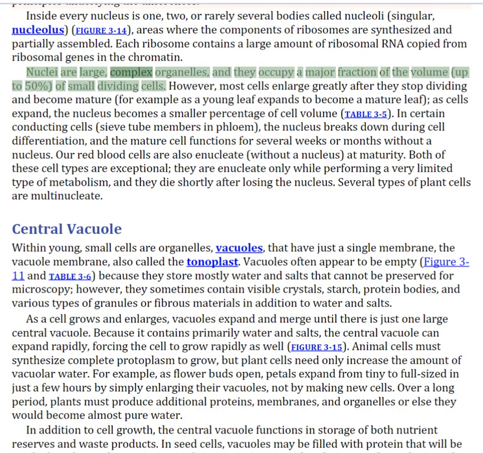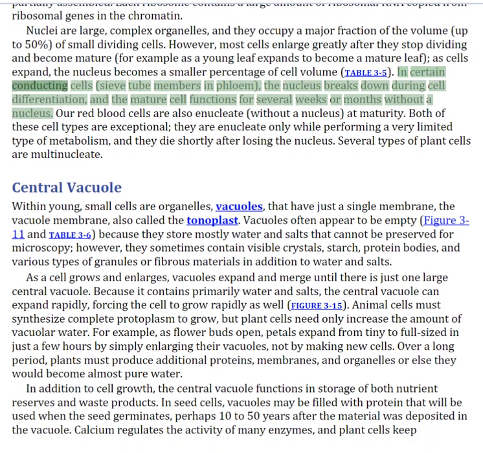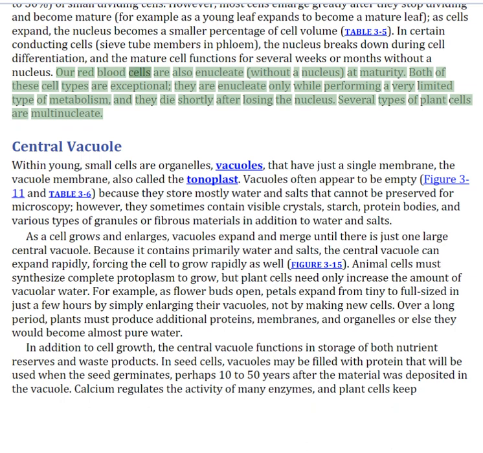Nuclei are large, complex organelles, and they occupy a major fraction of the volume of small dividing cells. However, most cells enlarge greatly after they stop dividing and become mature. As cells expand, the nucleus becomes a smaller percentage of cell volume. In certain conducting cells, the nucleus breaks down during cell differentiation, and the mature cell functions for several weeks or months without a nucleus. Our red blood cells are also enucleate at maturity.